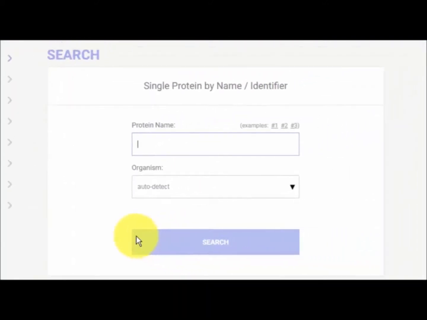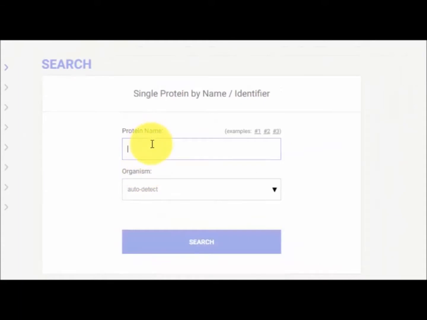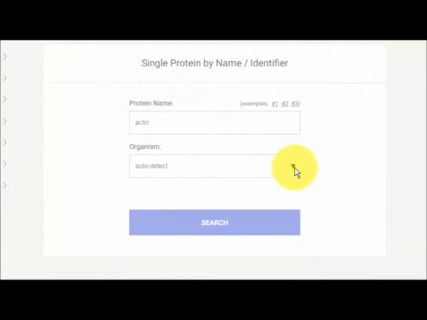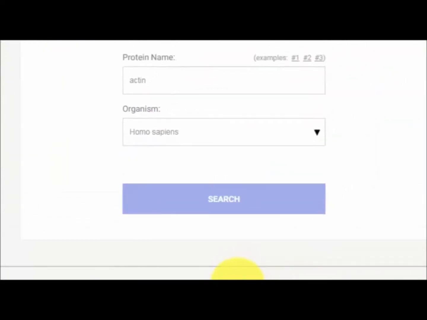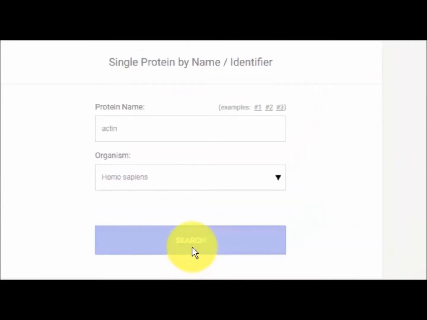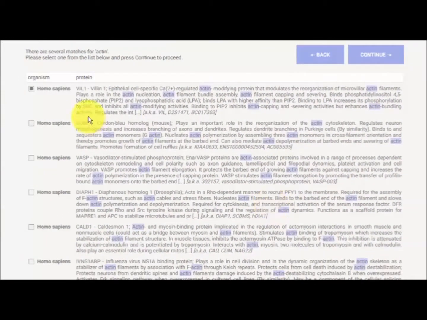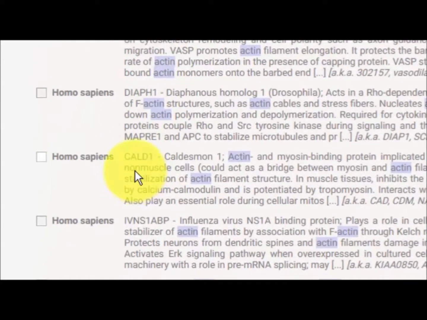Let's just do a search. And what protein name are we talking about? Let's call actin. Actin is a muscle protein, and you can auto detect, but just keep it simple. Let's just go with Homo sapiens and select Homo sapiens, and let's do a search. Okay, and so you have lots of these links, and for actin related to actin, for example, just take one.